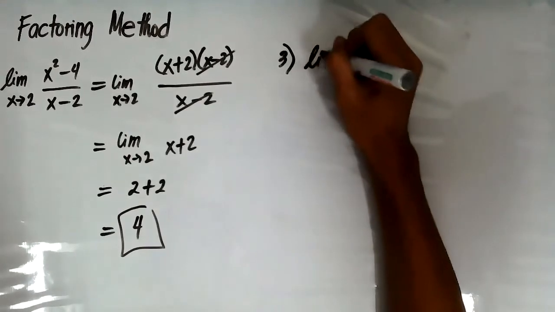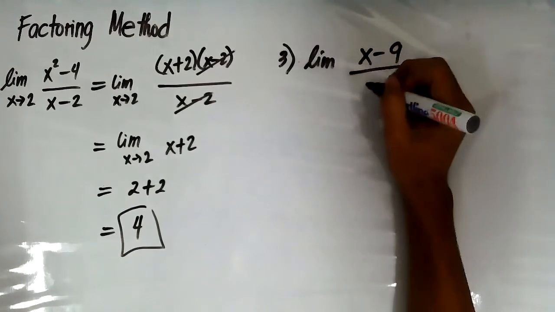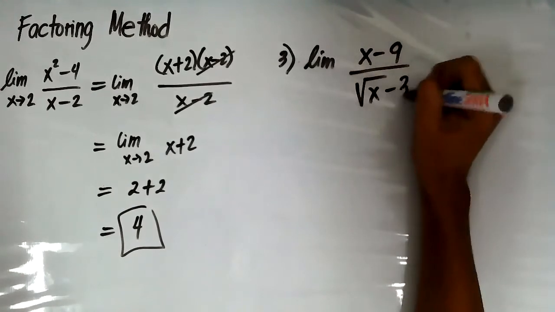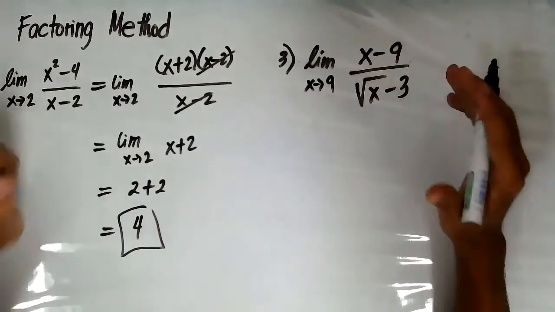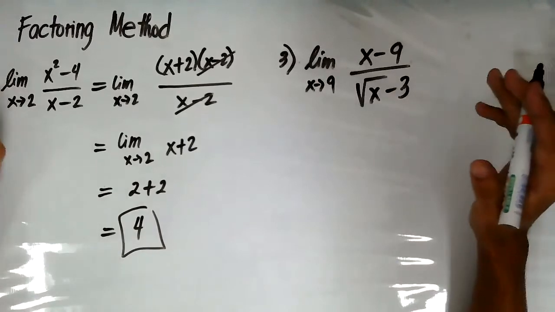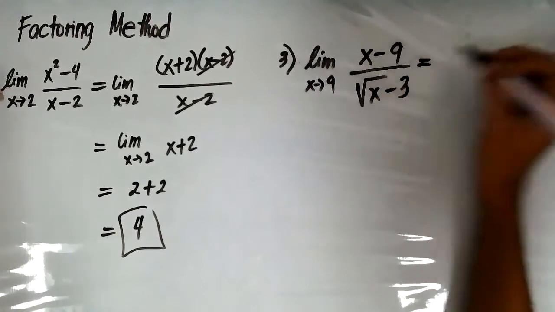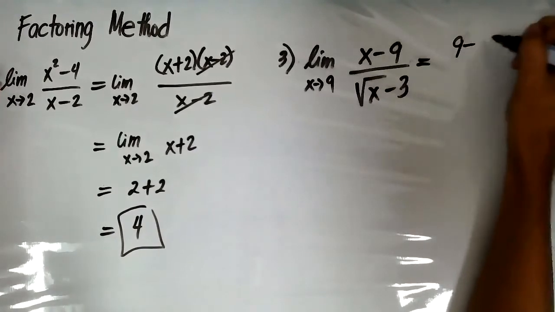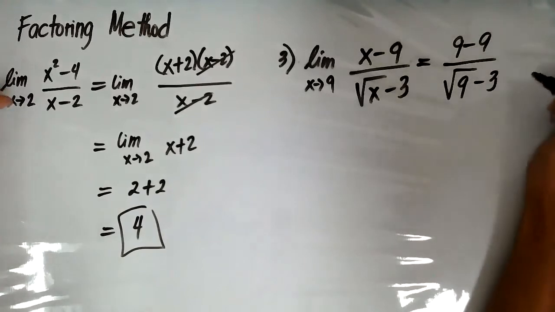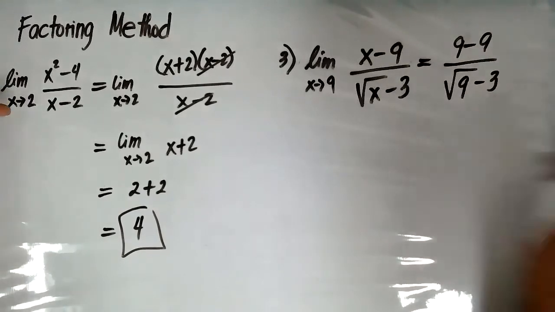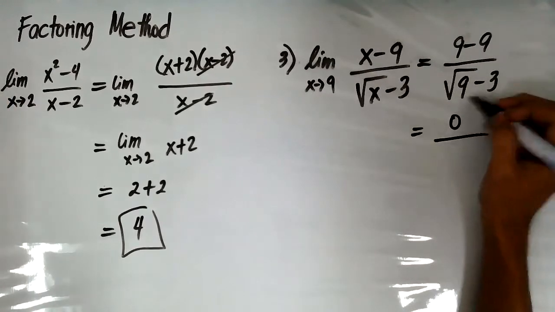Let's say you're going to get the limit of x minus 9 all over the square root of x minus 3 as x approaches 9. So before anything else, let's try to apply the substitution method here. So we have here 9. The limit of this function will be equal to 9 minus 9 all over the square root of 9 minus 3. All right. And we simplify this one. We have here 0 all over the square root of 9, which is equal to 3 minus 3.